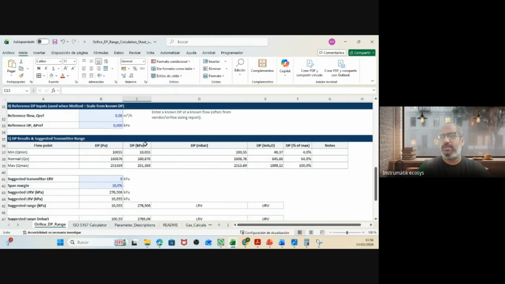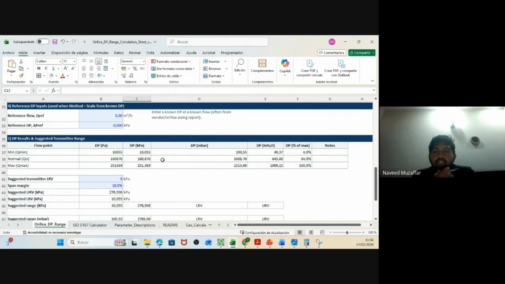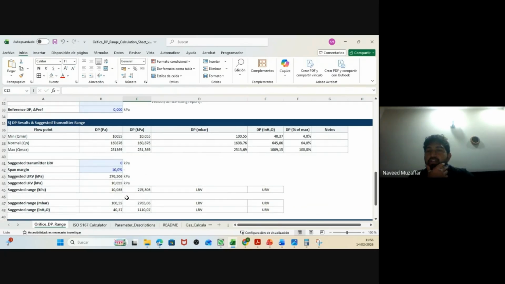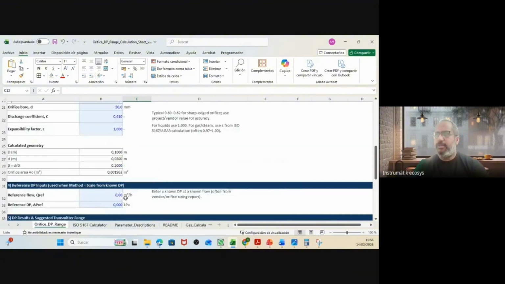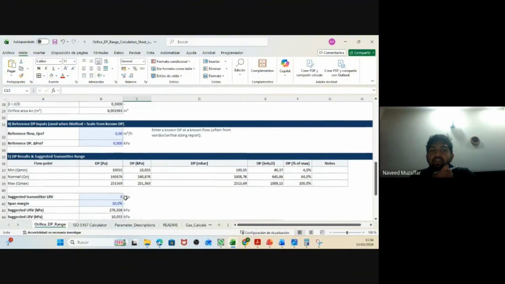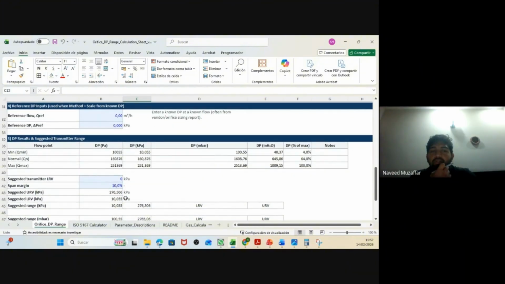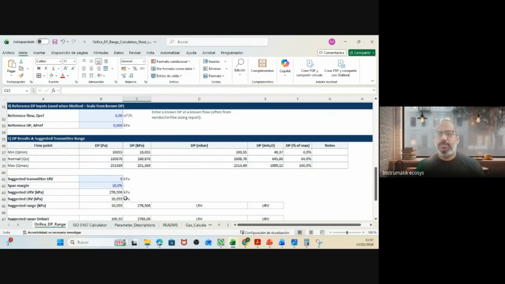160 kilopascal. So I need to put all the conditions first, then we get the result. Suppose in my case the conditions are different, so I have to follow step by step in my sheet.